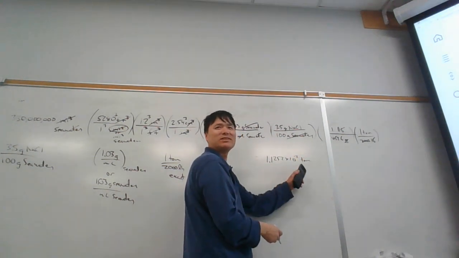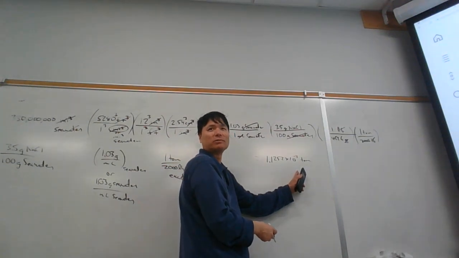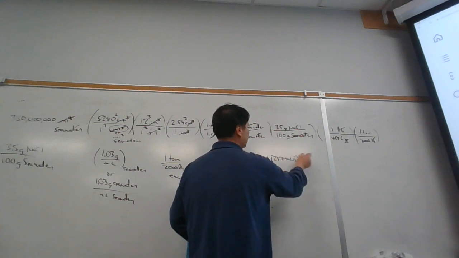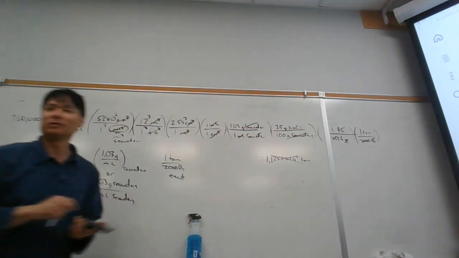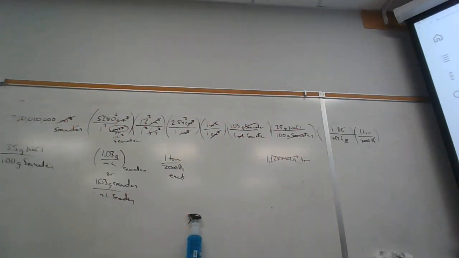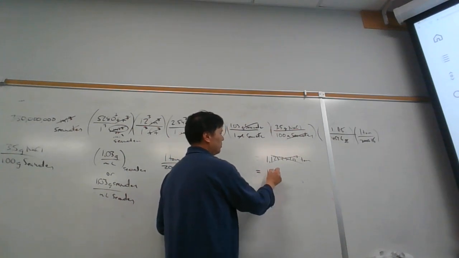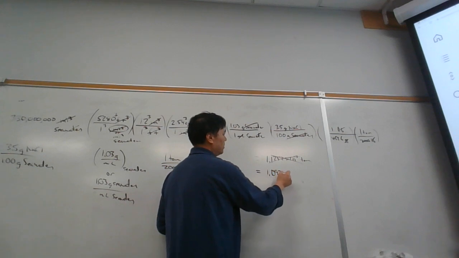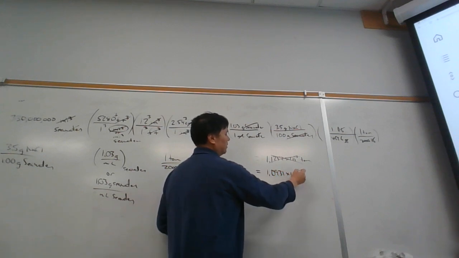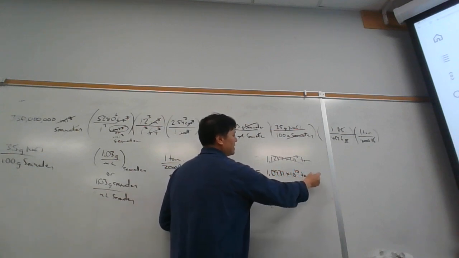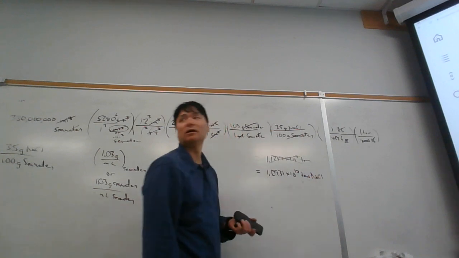No, this is a ridiculous answer because it's way too small. I made a mistake. I'd have to rekey it. Did you guys get it? What did you guys get? 1.1 times 10 to the 17th. Give me more digits than 1.1. 1.0931 times 10 to the 17th. That seems more reasonable, doesn't it?